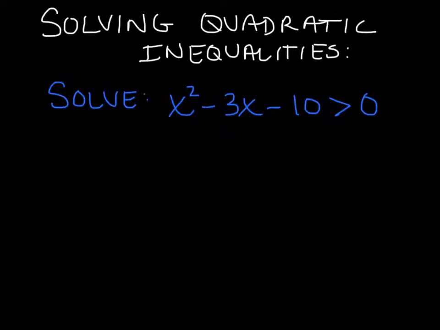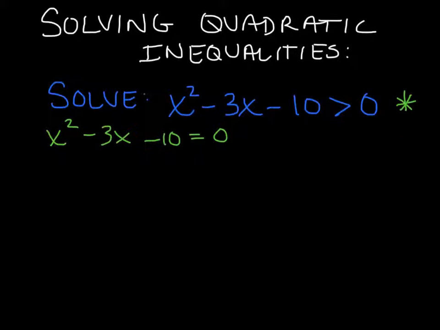So I'm going to start by looking at this as if it were an equation. Okay, so I'm going to take just x squared minus 3x minus 10 equals 0. If I can figure out what values make this parabola, this quadratic, equal to 0, then I can easily figure out where it's greater than 0 or less than 0. So I want you to think about this, that this is a parabola, and what I'm doing right now is finding where it crosses the x-axis. And then what I'm going to do at the end is really figure out where it's above the x-axis, since I want it to be greater than 0.